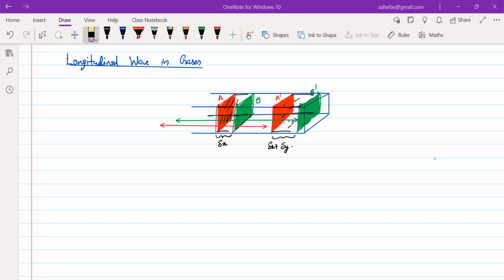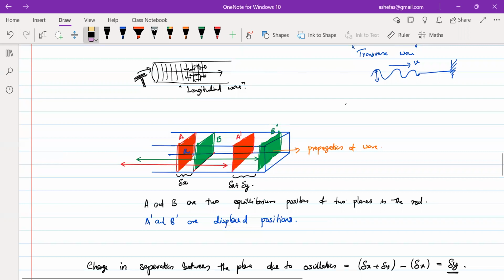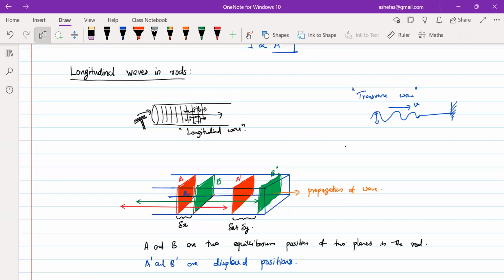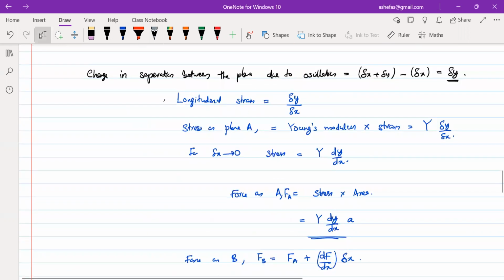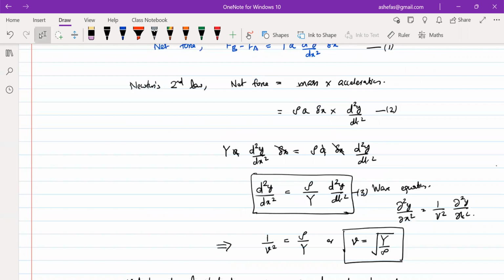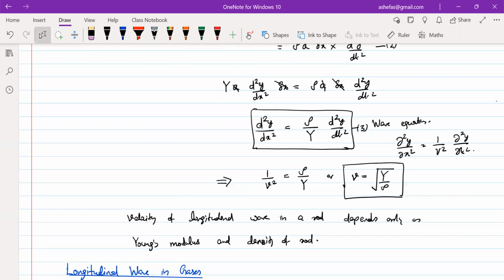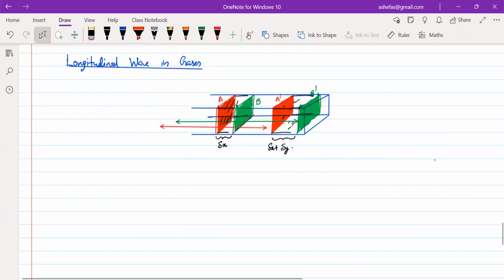Okay, so the derivation is actually similar to the previous derivation. Previously we have discussed this case, that is longitudinal wave in a rod. So we have almost a similar derivation, but there are some slight changes, because since we have moved from solid to gas, the modulus of elasticity cannot be Young's modulus, so we have to introduce the bulk modulus instead. Okay, so the situation is similar.